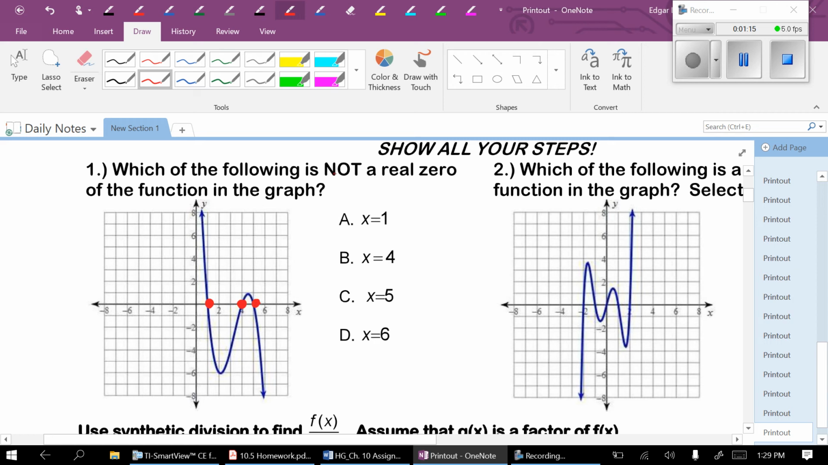Okay, but remember, guys, we're looking for which ones are not a real zero. So x equals 1 is a real zero. That's not the one that I want. X equals 4 is a real zero. That one's directly on the x-axis. Same thing here. So all of those work except for 6. 6 would be right here. That is not on the graph. So actually, the answer here is D. D is the only one that is not a solution for this graph. It is not a zero for this graph.